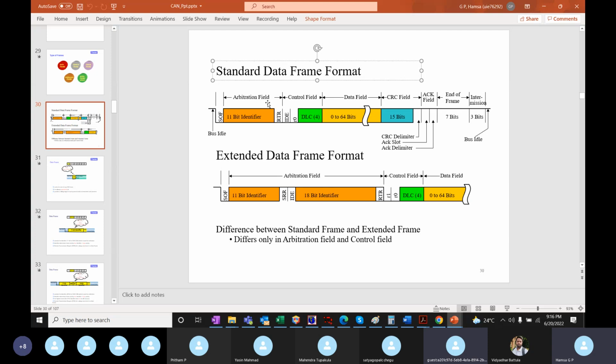So the next is the arbitration field. The arbitration field has an 11-bit identifier. The size of this arbitration field contains 11 bits plus 1 bit, which is RTR. Let me just go here.